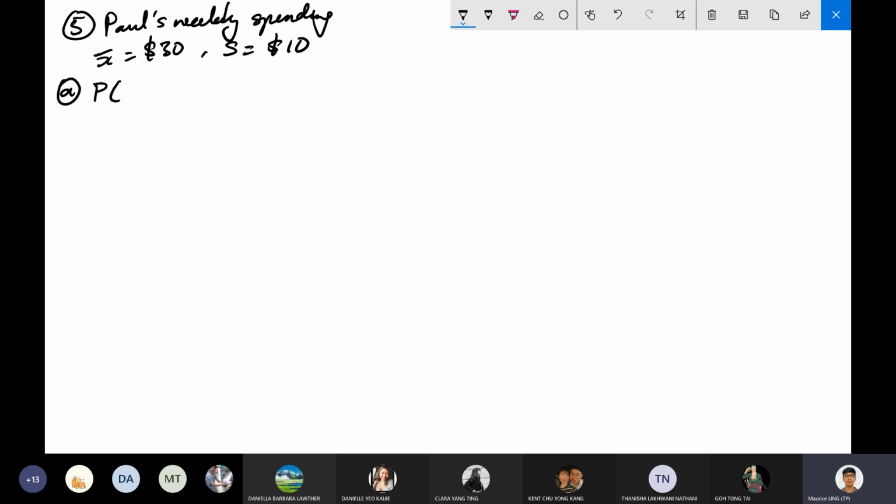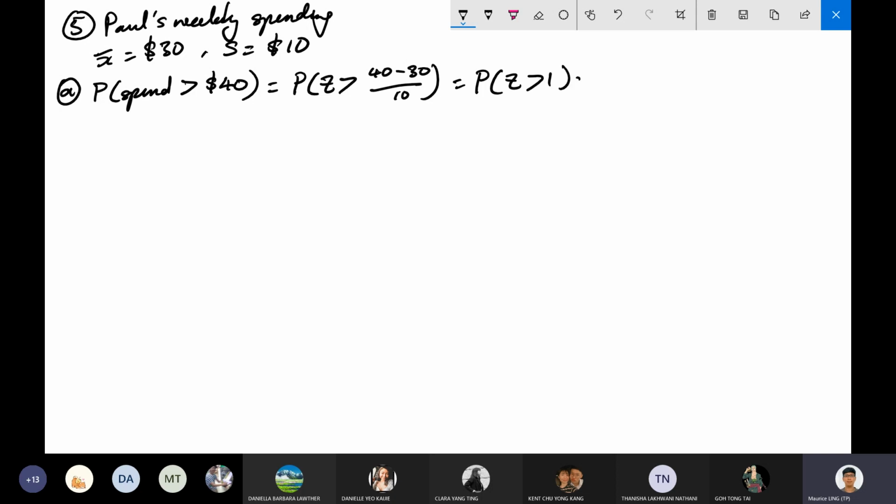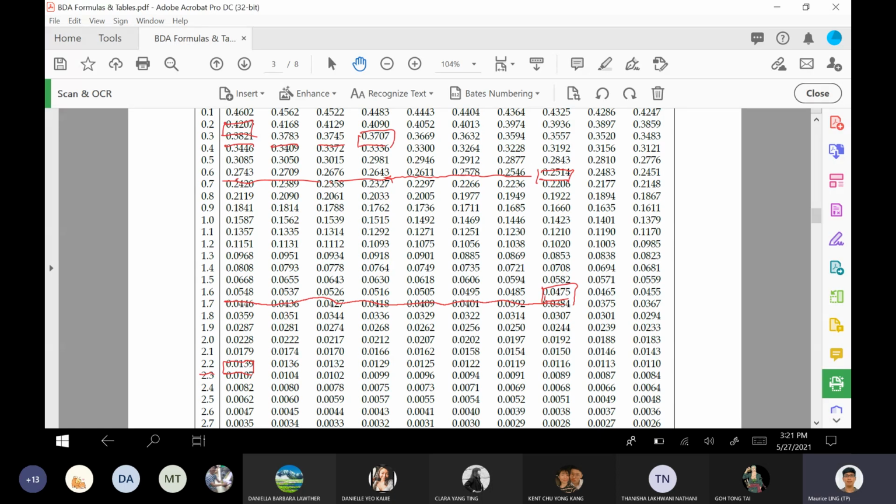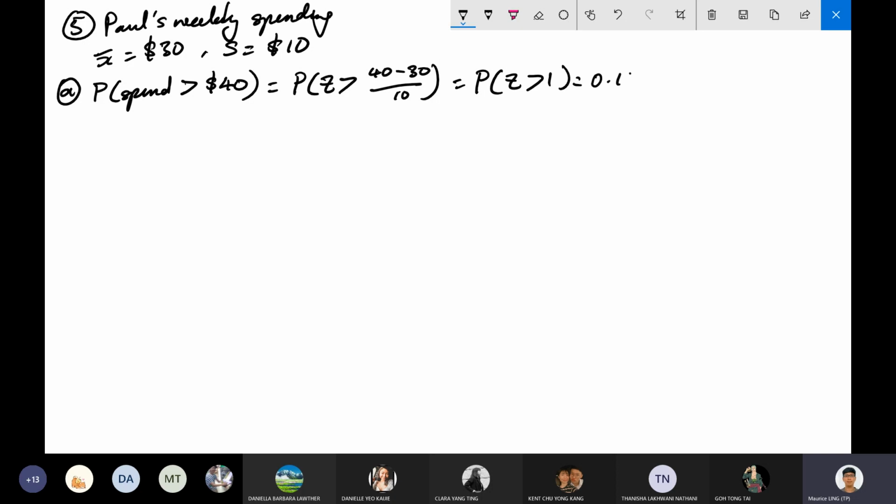So probability of spending more than $40. Okay, so you have to convert back to the Z value. Here is 40 minus 30 over 10, which then you go to the table, 1.0. So this is the one, 0.1587. So it's 0.1587.